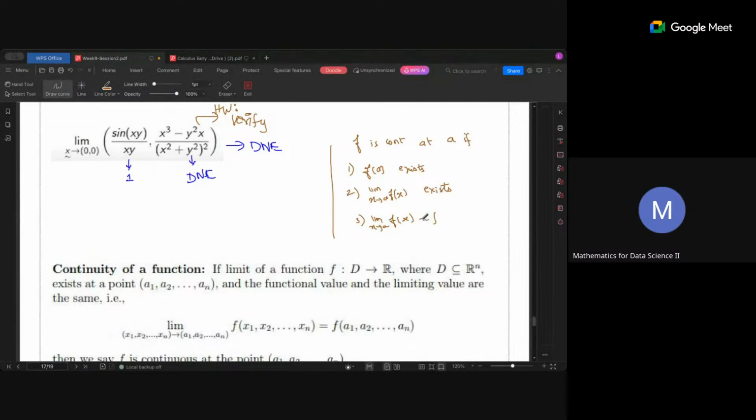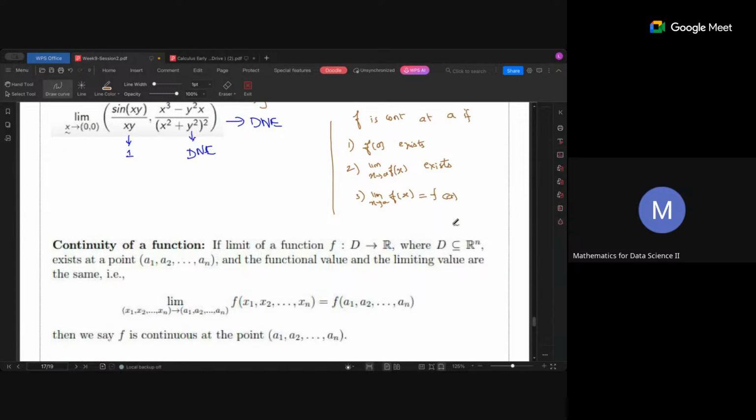Yeah, these are the points, right? So if all three are satisfied, you know that the function is continuous at a. A similar argument is here as well. If the limit of the function exists at a point and the function value exists, and the limiting value is the same, then we say that the function is continuous at the point.